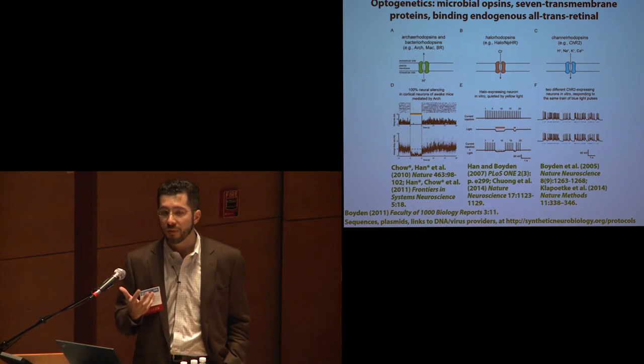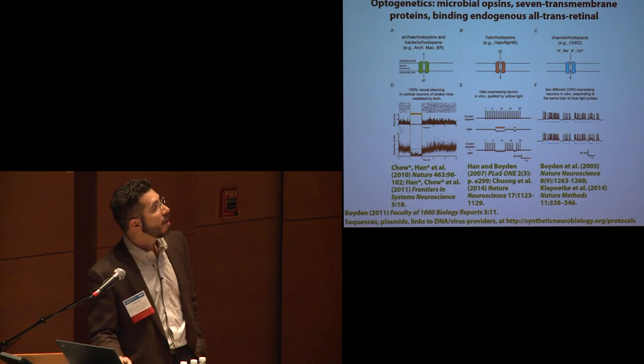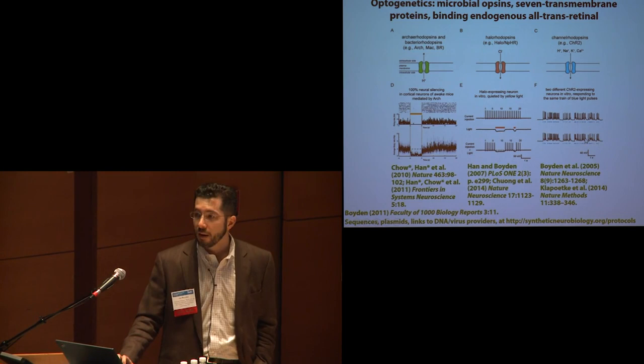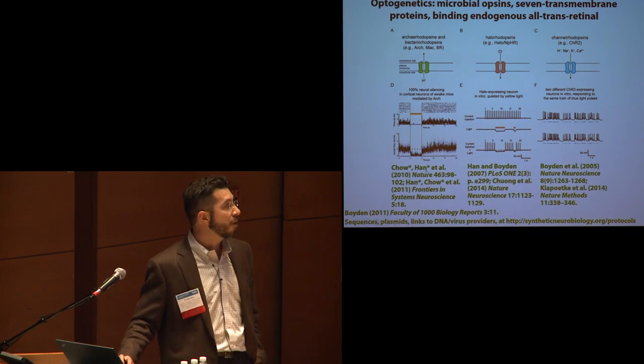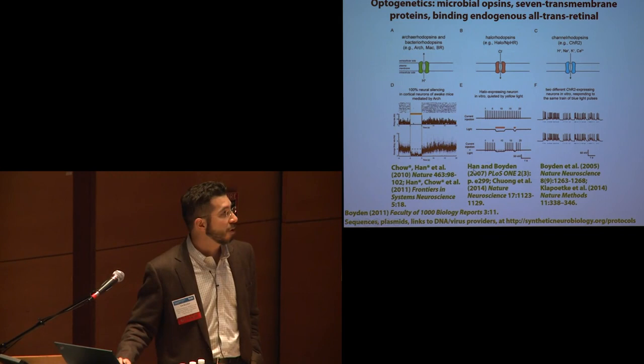And so the good news is, members of all three of these classes, proton pumps, chloride pumps, and ion channels, can be found that are safe and effective in neurons. So if you pump protons out of a neuron, this is work done by Brian Chow and Shira Han when they were postdocs in the group, you can silence the neuron. If you pump chloride in, and this was done by Shua and Amy Chuang, you can shut down neurons.